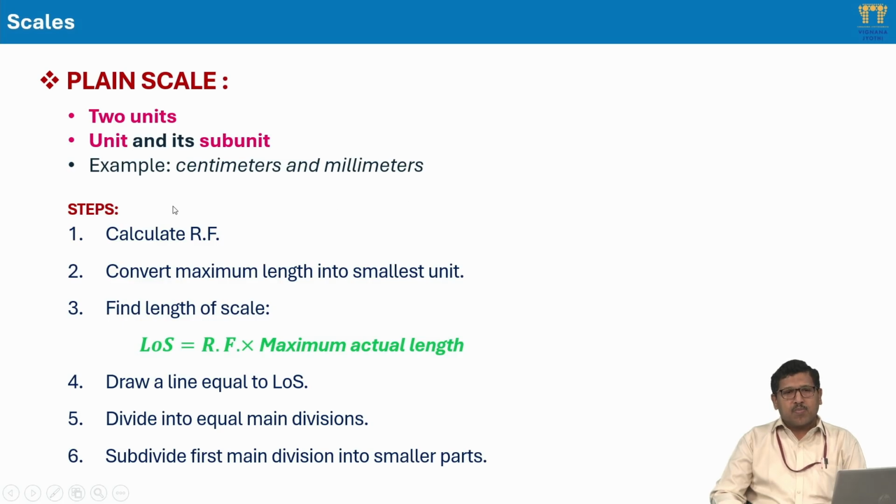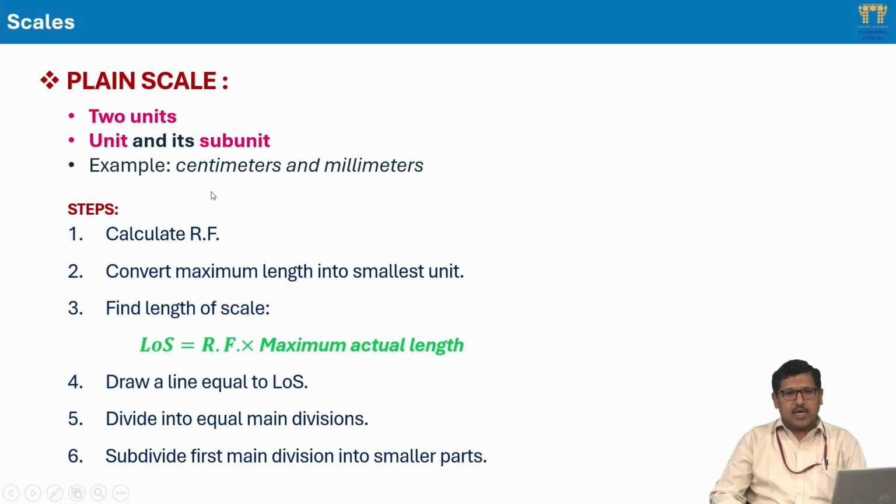So what is the important point? Whenever our requirement is such that we need to show two units in a drawing, or you want to show a main unit and its subunit, then we generally make use of a scale called a plane scale. It is similar to the regular scale that we use in our geometrical drawing. Wherein two units are shown, you will have a major unit and its subunit. An example is showing centimeters and millimeters.